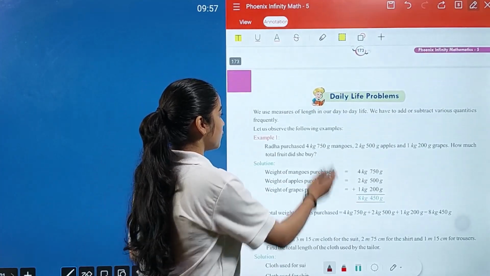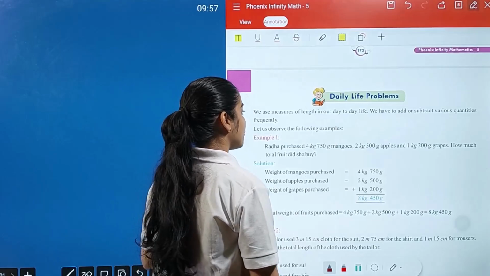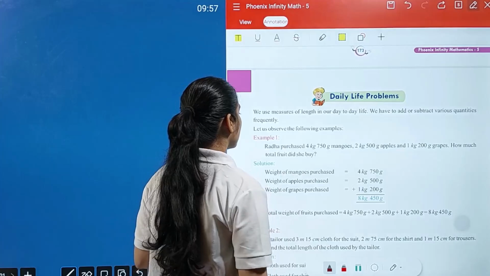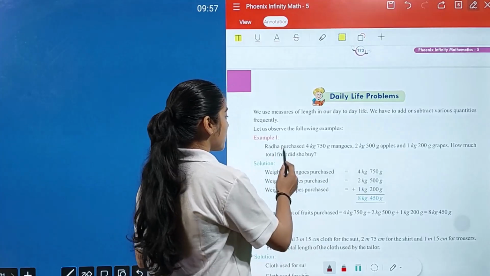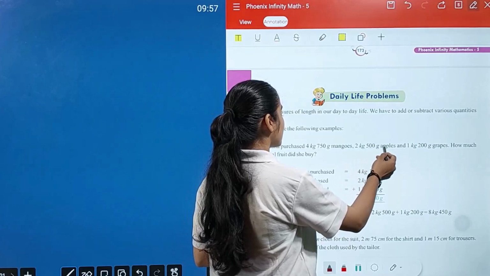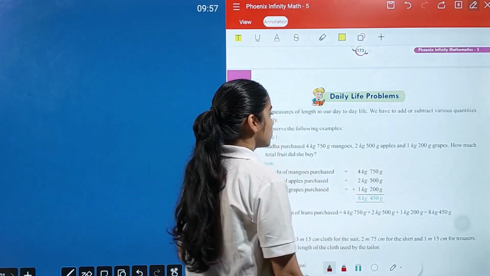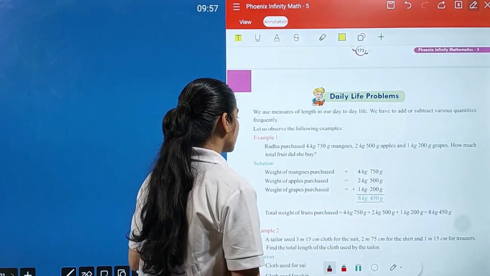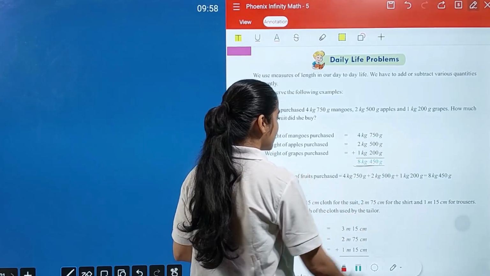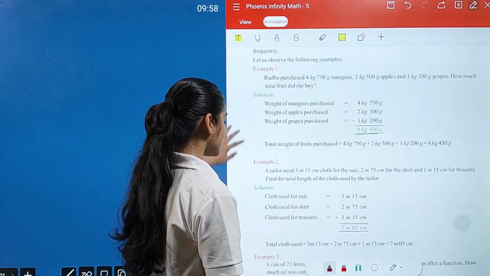We use measures of length in our day-to-day life. We have to add or subtract various quantities frequently. Let us observe the following examples. Example number 1. Radha purchased 4 kg 750 gram mangoes, 2 kg 500 gram apples and 1 kg 200 gram. How much total fruit did she buy? So we have to add them together and you will get your answer 8 kg 450 gram.